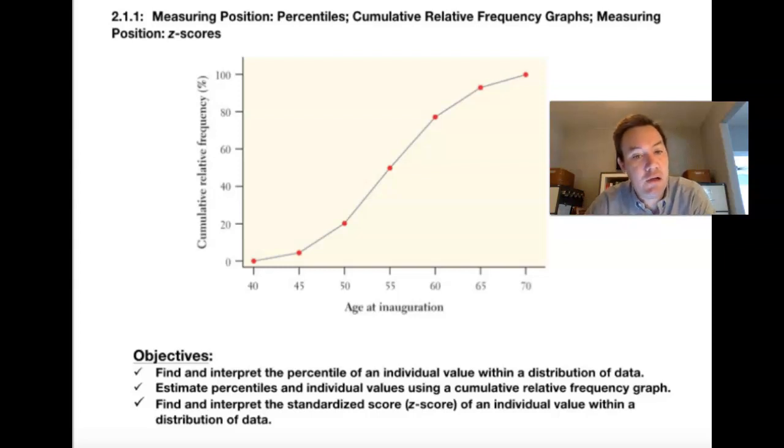Okay, we're on to our second unit. In the first lesson, 2.1.1, we're going to talk about measuring position using percentiles as well as Z-scores, and we're also going to talk about cumulative relative frequency graphs.